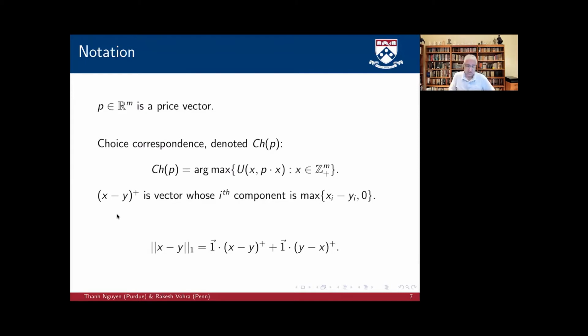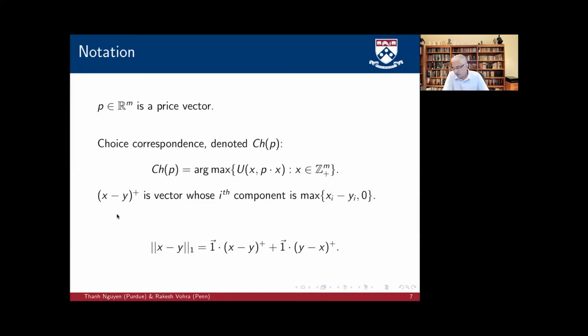The first is (x minus y) superscript plus. This is simply the vector whose ith component is the larger of the difference and 0. So I want to keep the positive part of x minus y. And the second is simply a way of writing down the L1 norm, because the L1 norm is going to play a role in what I'm about to describe. So the L1 distance between two vectors x and y can be written as the positive part of x minus y plus the positive part of y minus x.